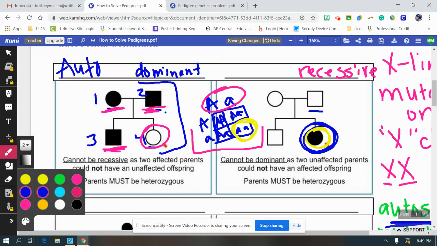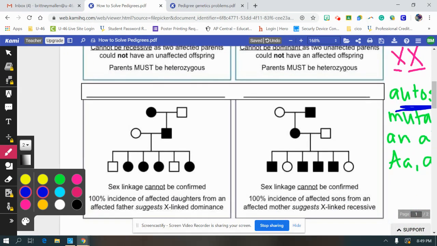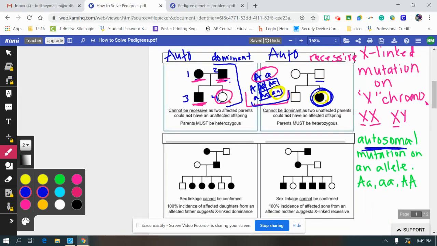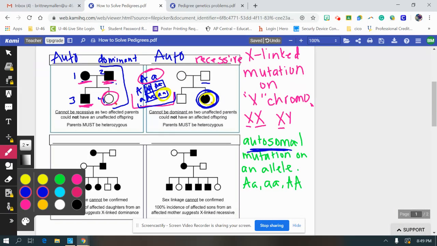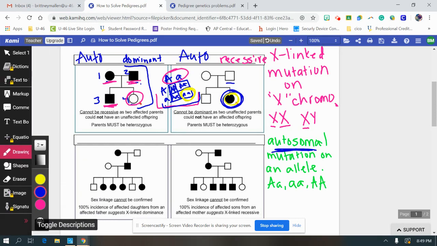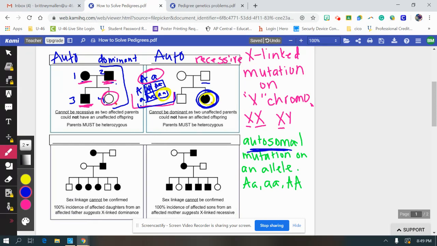And same thing for this one. We can show with alleles how this is passed on very easily. And we know this is also autosomal. So then if we compare this to the X-linked, I'm going to pull this back a little bit so you can see. We can tell based on the traits that it's really different, right?